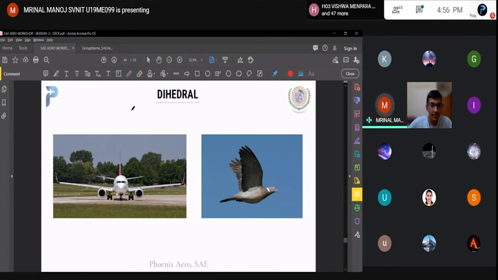Now a dihedral is basically, you can see the wings of an aircraft here. If you draw a straight line here, it is not aligned to this horizontal line. It rather makes an angle with the horizontal, and this is called a dihedral angle. We'll denote it with dA. Now, this dihedral angle produces something called a dihedral effect.